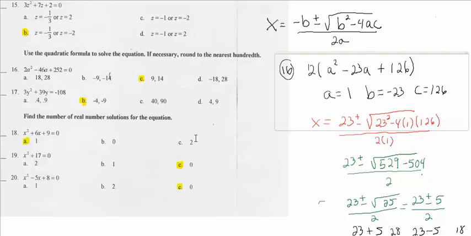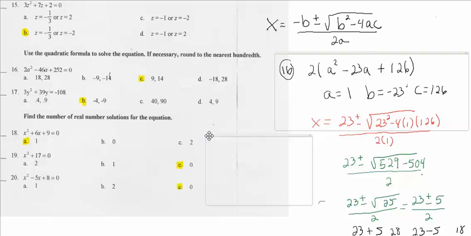Okay, for number 16, the first thing that I did was I took out the 2 because they were all even. So I went through and I took out, oh my goodness, hold on. There we go, found you. Okay, so first thing I did was I took out the 2, so I got a squared minus 23a plus 126. I found out my a, b, and c. I used my quadratic equation and I plugged in all the numbers.